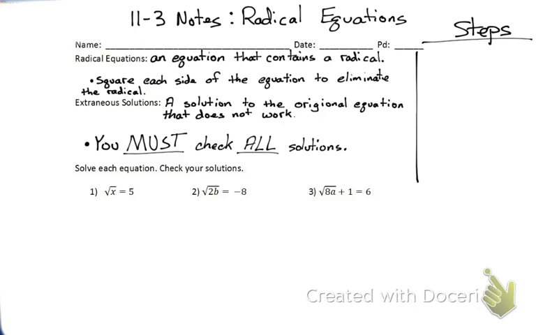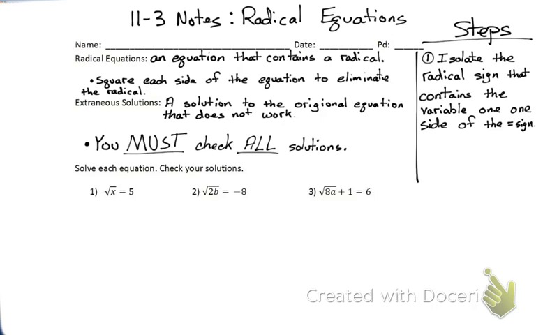Next I'm going to give you a little list of the steps you need to do in order to solve a radical equation. Pause the video if you need to get this written down. Step 1 is to isolate the radical sign that contains the variable, and I'm going to underline this because isolate is very important. The radical sign that contains the variable.